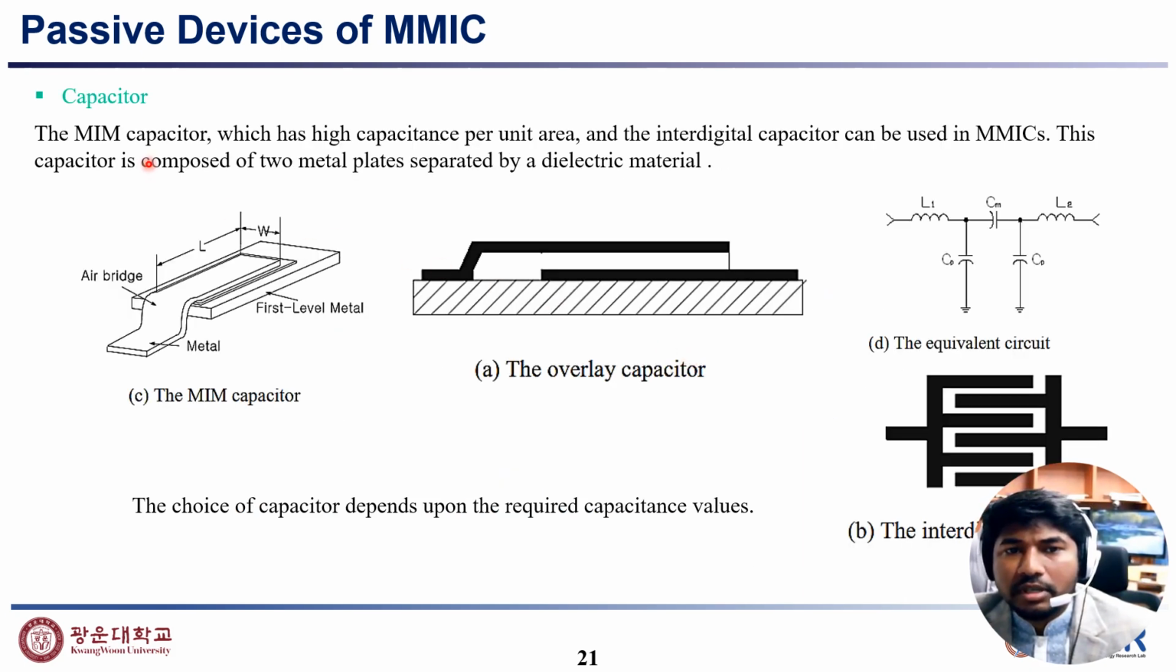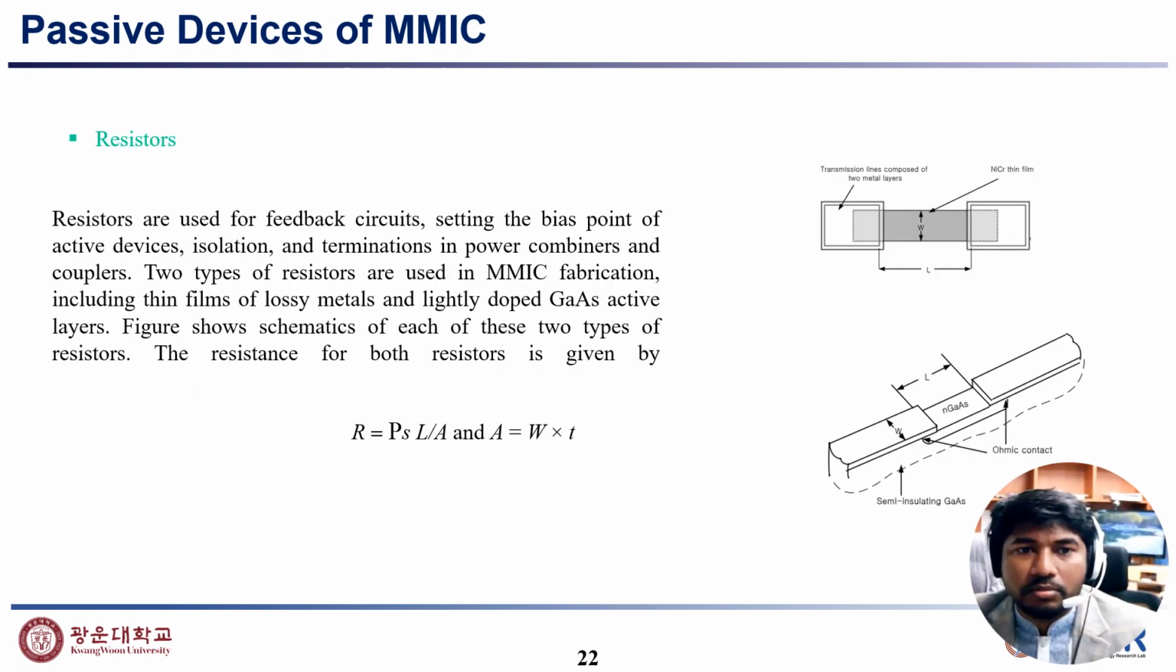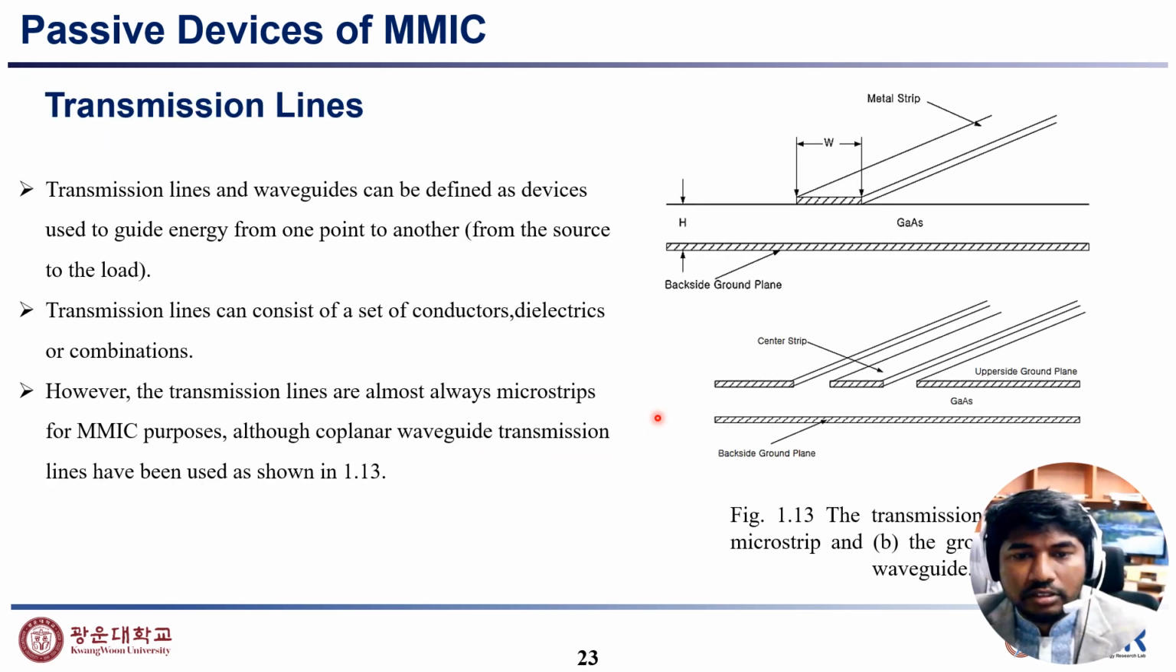Capacitor. For MMIC, a capacitor with high capacitance per unit area and an interdigital capacitor can be used. This capacitor is composed of two metal plates separated by a dielectric material, and you can see here the MIM capacitor, and here the interdigital electrode capacitor. Resistors are used for feedback circuits and setting the bias point of active devices. This is very normal, and we know R equals rho L divided by A, and A is width times thickness.